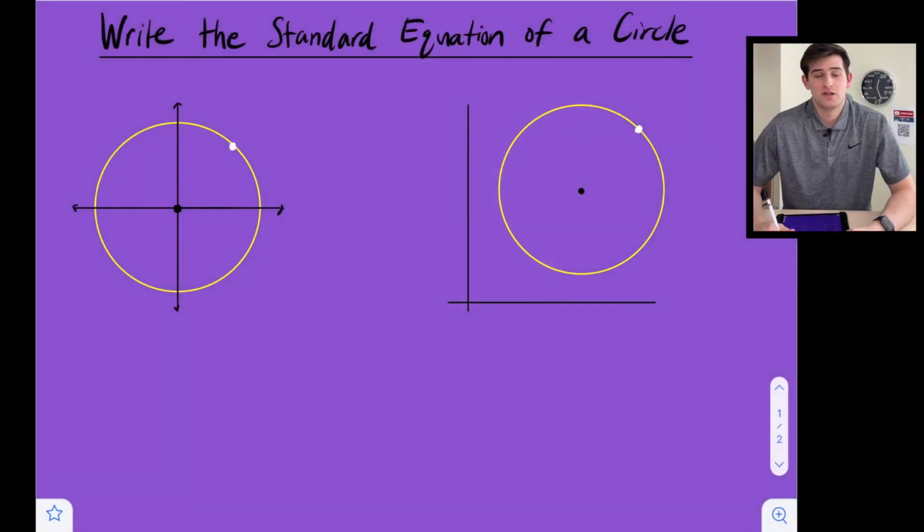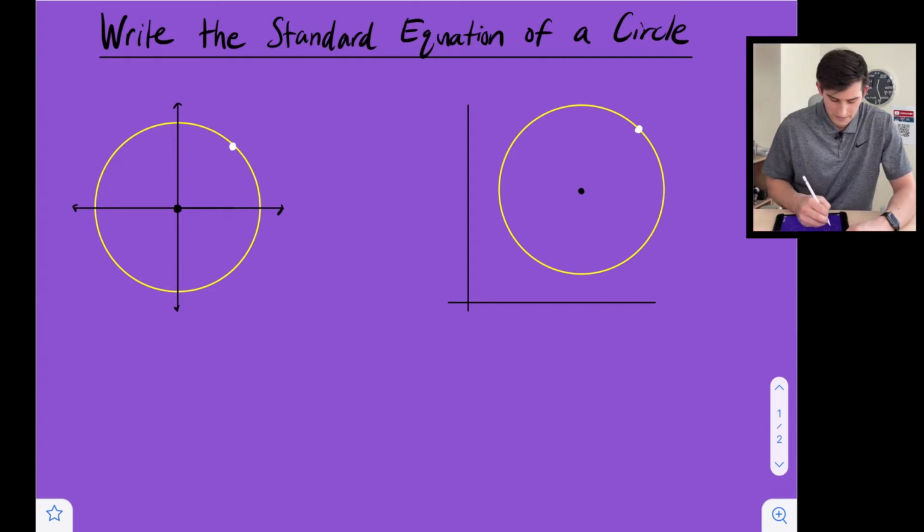Hello everyone, in this video we're going to talk about how to write the standard equation of a circle. As we can see on the screen, we have two circles. The circle on the left is centered at the origin, and the circle on the right, the center is not at the origin. Okay, so let's think about the equation of a circle in terms of the Pythagorean theorem.